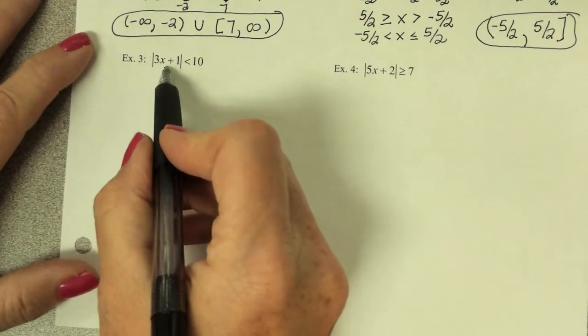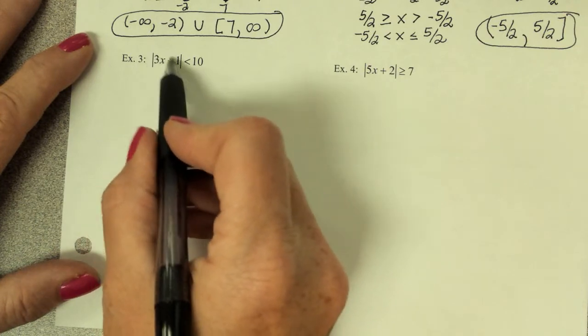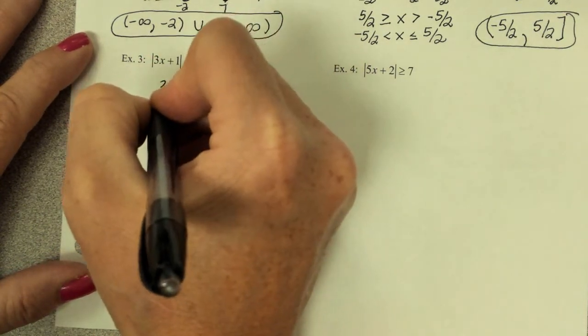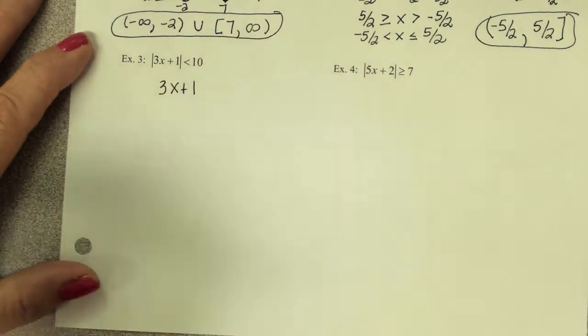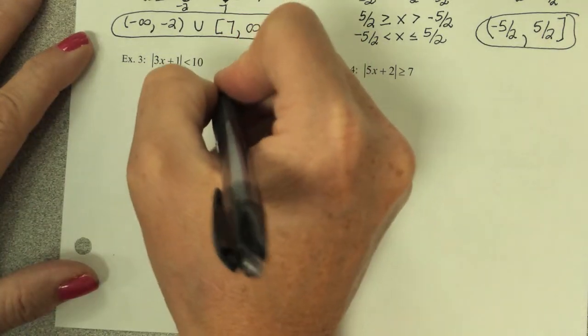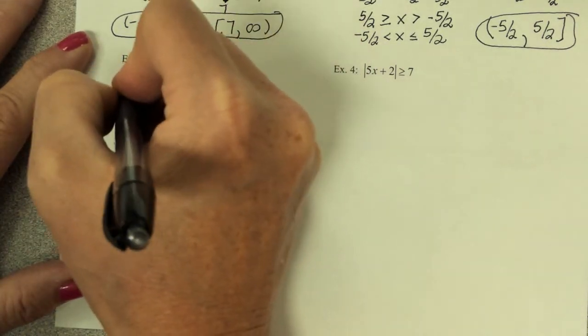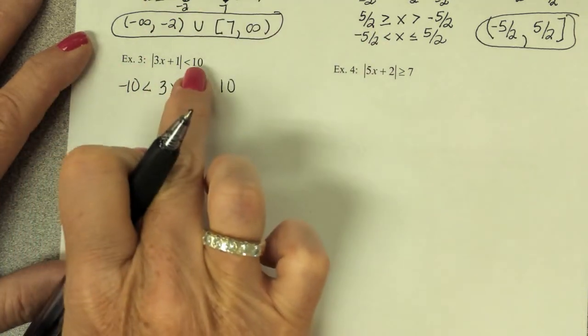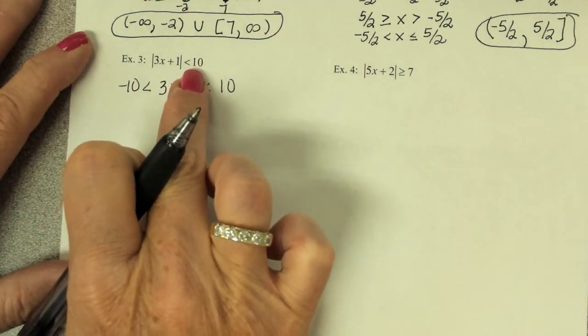Now let's come over to this one. Instead of just having an x, we have this thing right here. But what has to be true of this 3x plus 1? It has to be in between what? Positive 10 and negative 10. It's got to be in between there because this must be within 10 units of 0.